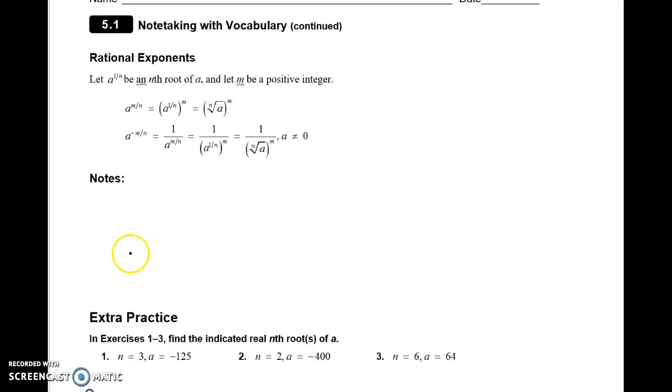So now go to page 126 of your journal and look at the rational exponents. A to the 1 over n is an nth root of a. We learned that from example 1. And if m is a positive integer, then a to the m over n becomes the nth root of a to the m power. So one way you can remember this would be that the power goes in the top and the root goes in the bottom.